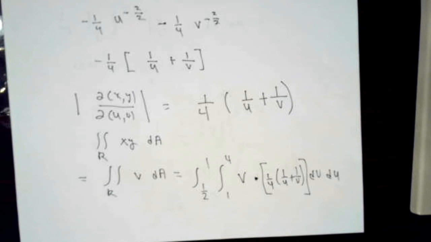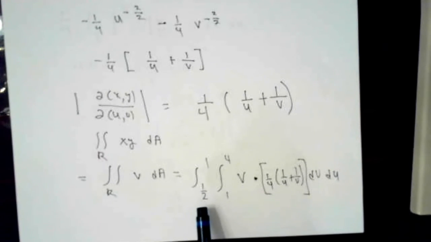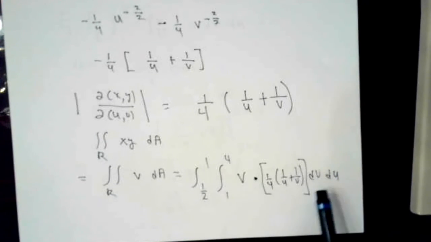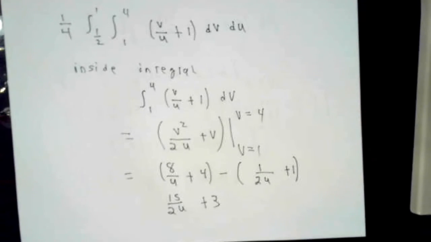This turns our double integral over region R of v with respect to area into the integral from 1/2 to 1 with respect to u, the integral from 1 to 4 with respect to v, of the thing that we're integrating, which was v, times the J factor. Multiplying the v through, I've got 1/4 times the integral of v over u plus 1.